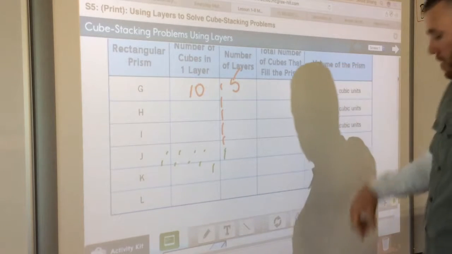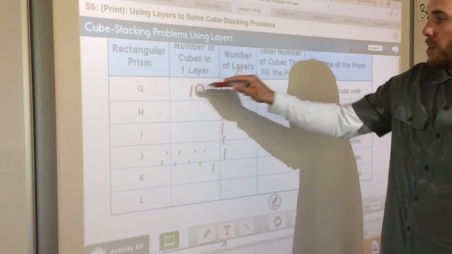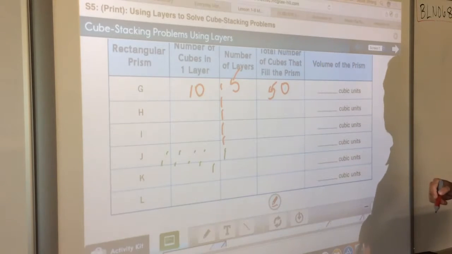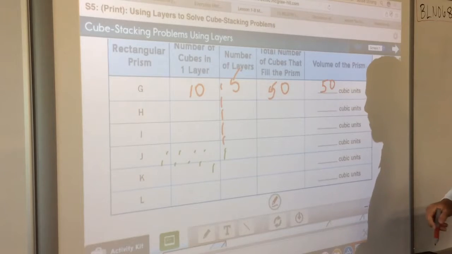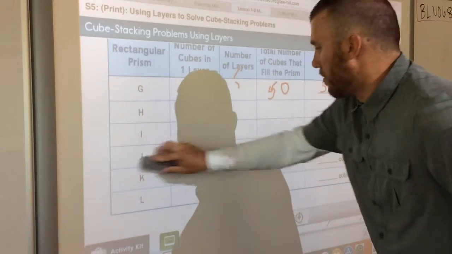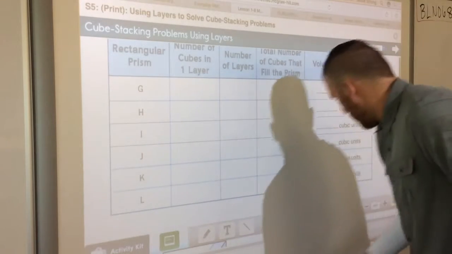So total number of cubes that fill the prism, we know we need to take our 10 times 5. 5 times 1 is 5, add your 0, you get 50 total number. Volume of the prism is 50 cubic units. Okay? So then I go and I do H.